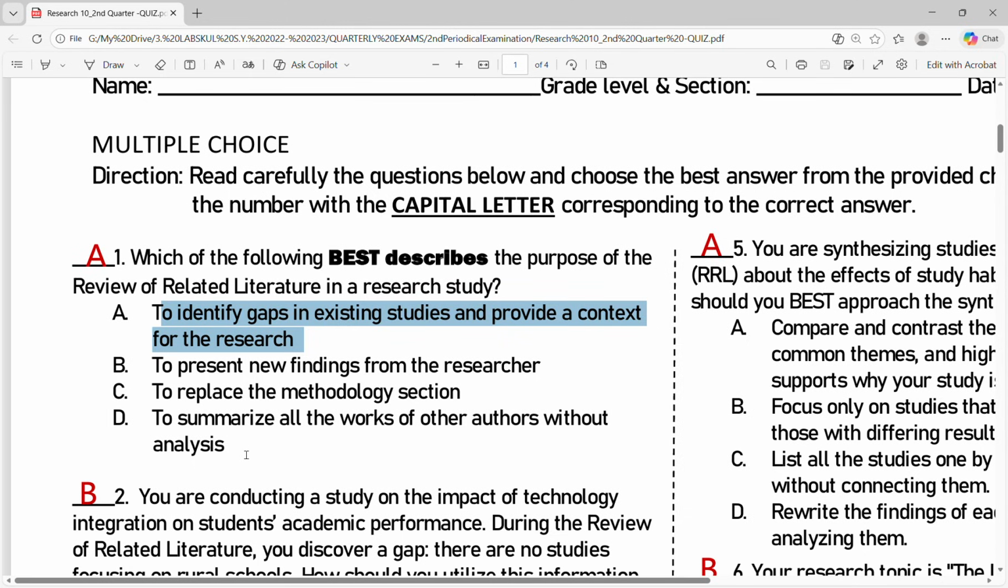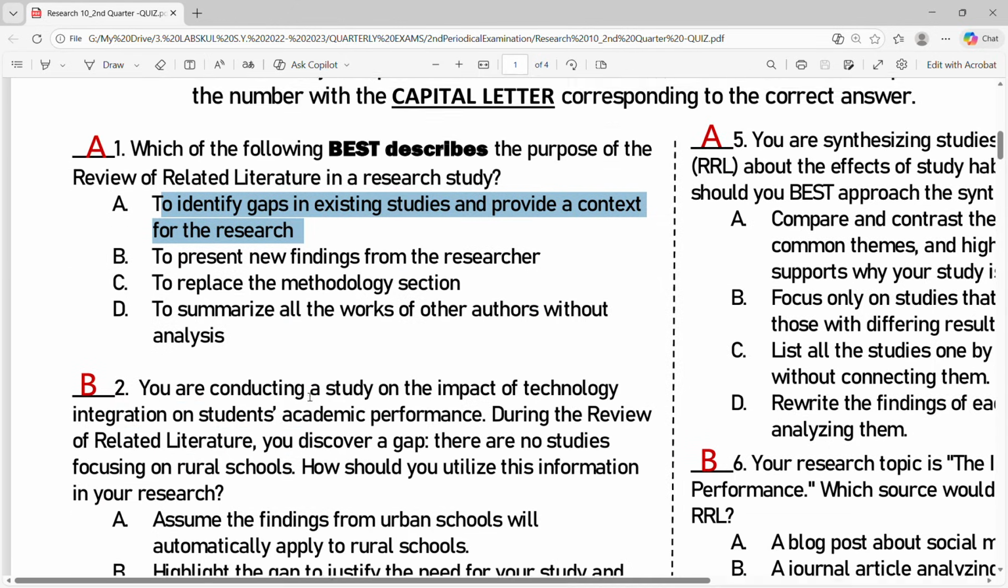Remember, when you do a review of related literature, you have to compare and contrast, and look for similar ideas or similar findings from the authors that you have read, and you have to organize that just like your storytelling. You tell us what your study is all about and why it is really essential for you to conduct your study. So letter B, C, and D are incorrect, and the best answer in number one is letter A.